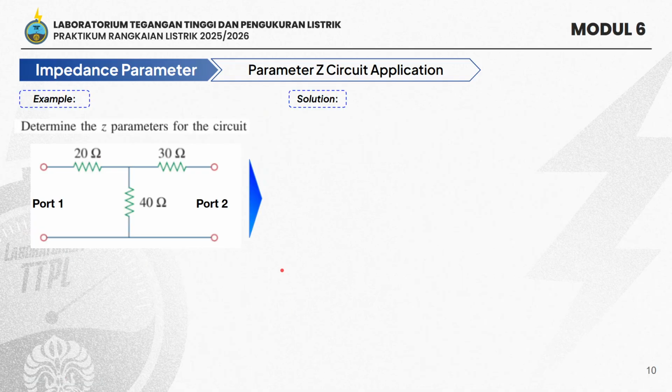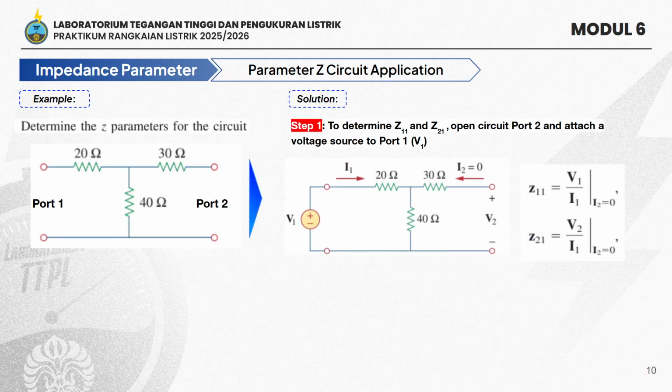And the application is quite simple. For example, we have similar circuits from the beginning, where we have three resistors arranged in series and parallel, and we assume that the left port is our port 1, or the input port, and port 2 is our output port. So how do you solve these circuits?